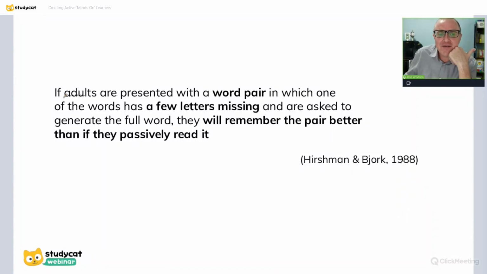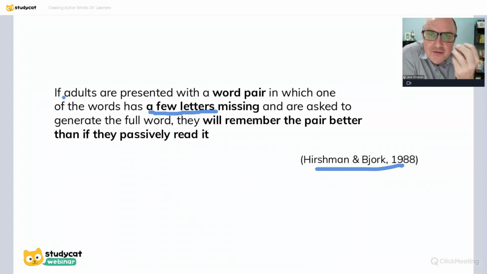It says, if adults are presented with a word pair in which one of the words has a few missing letters and are asked to generate the full word, they will remember the pair better than if they just passively read it. Now, I know we all do this in our classes, and this is actually from 1988. But now, science of learning.